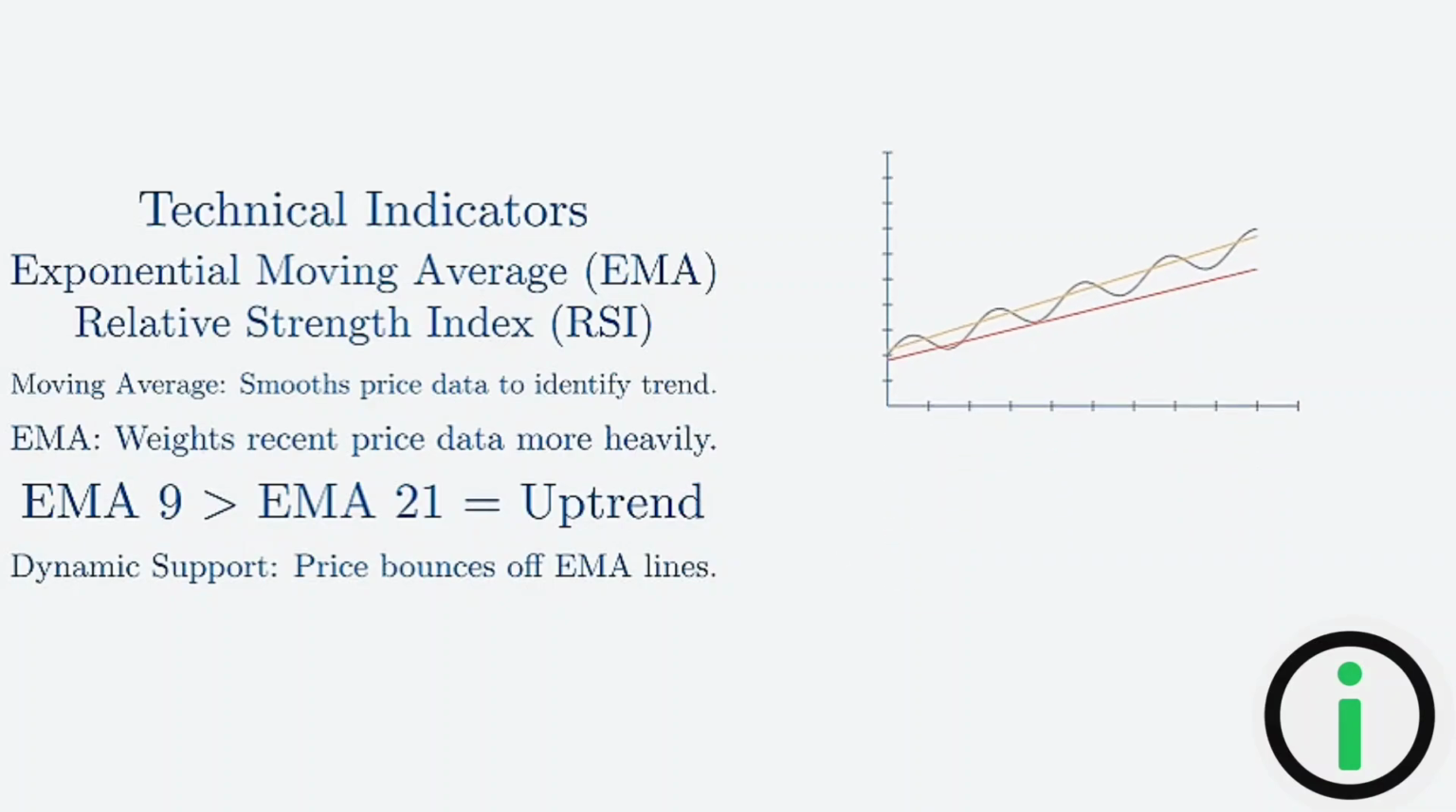Now look at the bottom of the screen. This is the RSI. It measures the speed and change of price movements on a scale from 0 to 100. Generally, if the RSI is above 70, the asset is considered overbought, meaning it might be due for a pullback. If it is below 30, it is oversold, suggesting it might be ready to bounce back up.